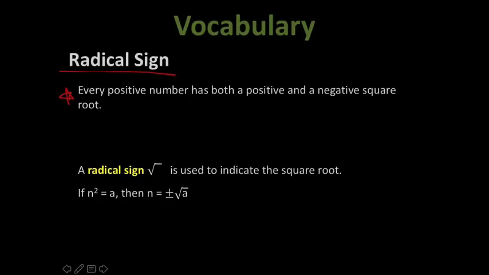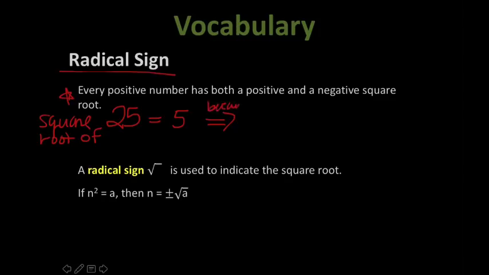Okay, so let's take a look at what this means. Every positive number has both a positive and a negative square root. So here's what that's saying. If we look back at 25, according to our last vocabulary word, the square root of 25 equals 5. Okay, and that's because 5 times 5 equals 25.